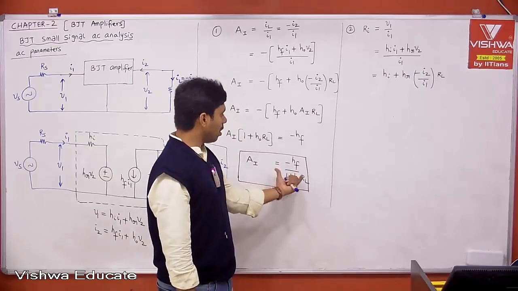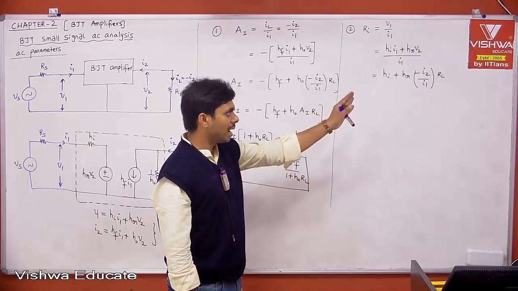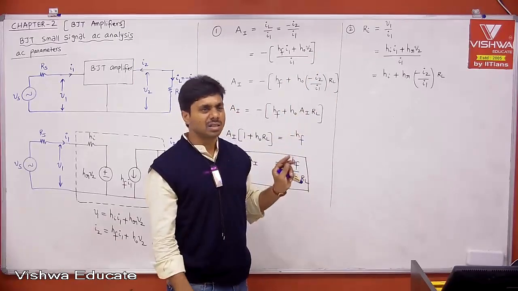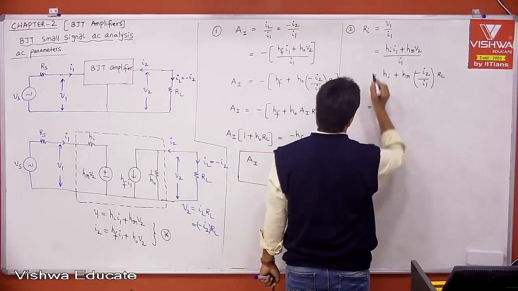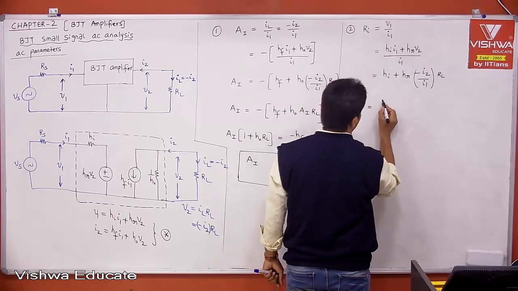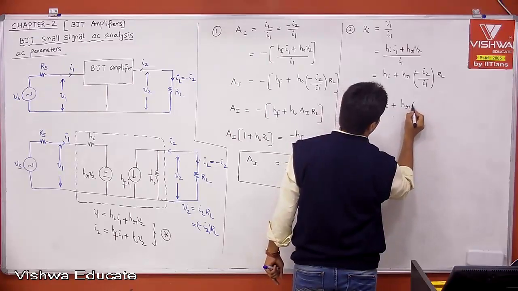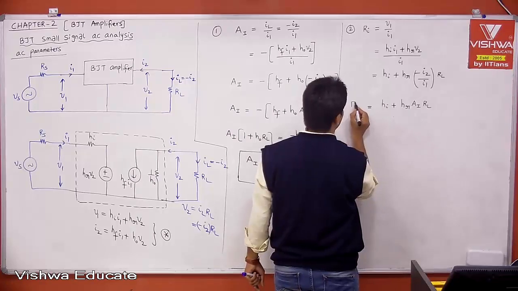Don't substitute. We know the current gain already in terms of H parameters, but keep it as AI. If you want to solve Ri, first solve AI and then substitute AI. That is easy, otherwise it is bigger. That's why there is a dependency. If you want to calculate Ri, first we need to calculate AI. That's why the flow is important. Therefore, Hi plus HR into AI into RL. This is the second formula.